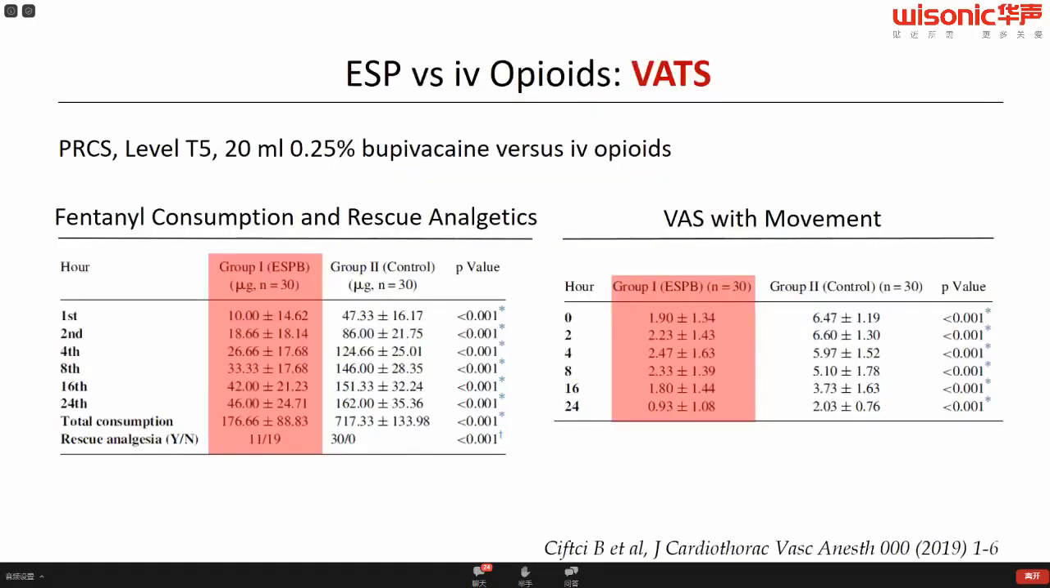We also have comparative studies between ESP blocks and IV opioids for video-assisted thoracoscopic surgeries. And you can see here the fentanyl consumption, rescue analgesics, as well as the pain scores were better in the ESP block group.